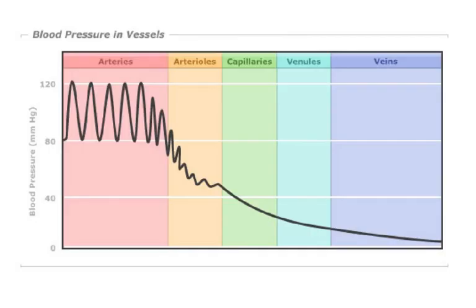Here is another graph showing you the pressure and the vessels. I want you to see this graph also. I want you to see what is on the y-axis, blood pressure in millimeters of mercury, and then you can see the arteries, arterioles, venules and the veins. So pause the video here, have a look at this, and understand this.